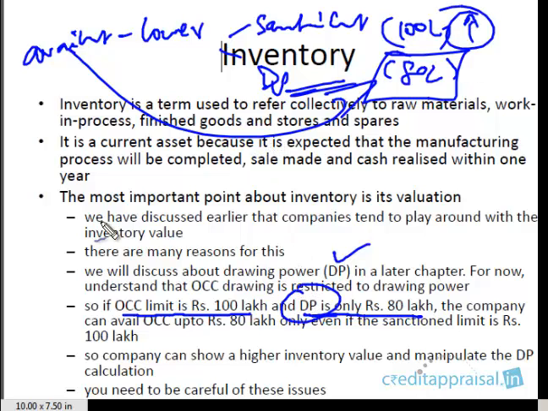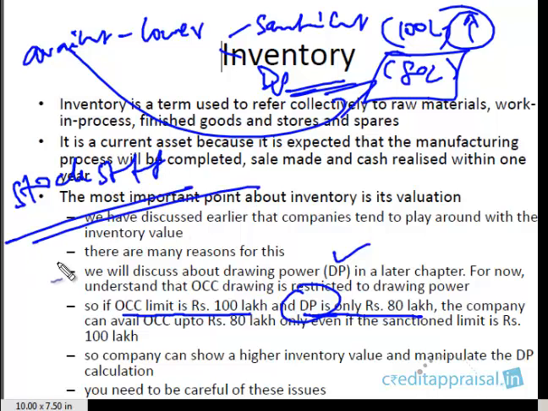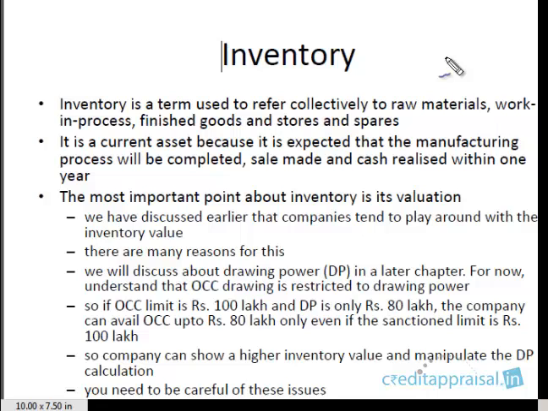To get a higher DP, companies have to submit something called a stock statement. We are going to see this also later. In the stock statement, they will provide a higher valuation. They'll say our inventory is this much higher value, and correspondingly they'll get a higher DP and draw funds. You have to watch out for all this sort of stuff. Usually, inventory is one item on which companies do a lot of valuation for the bankers, for the purpose of DP.